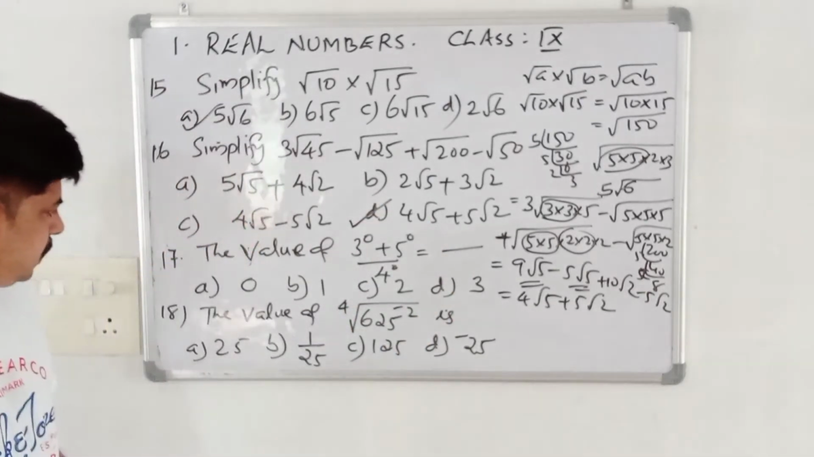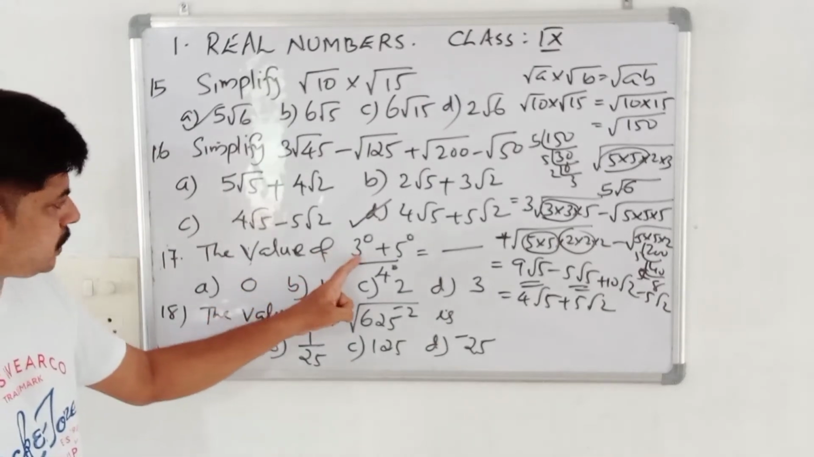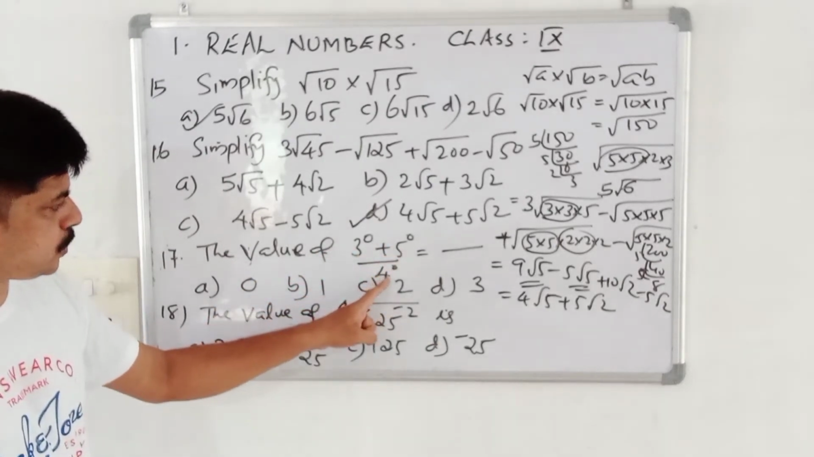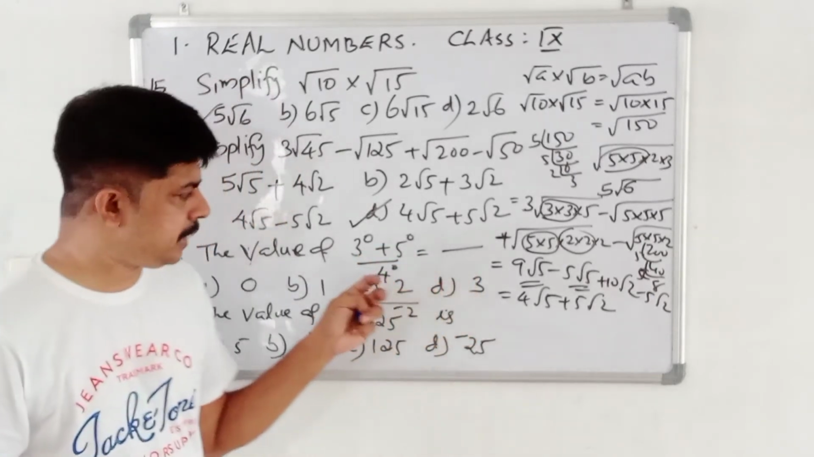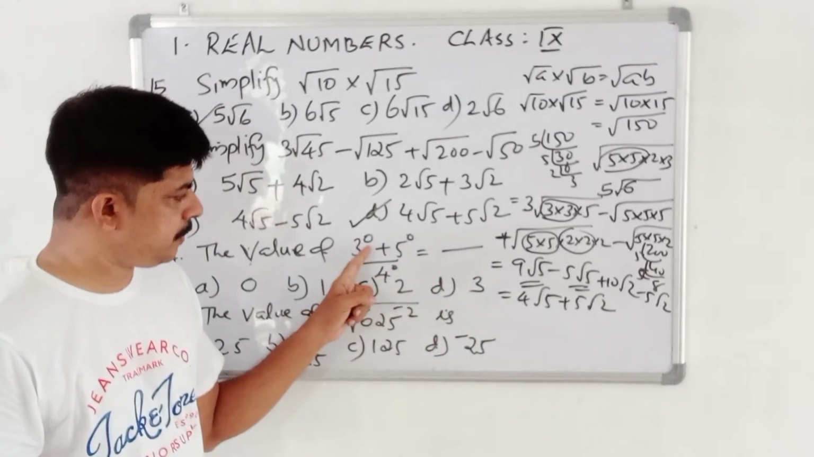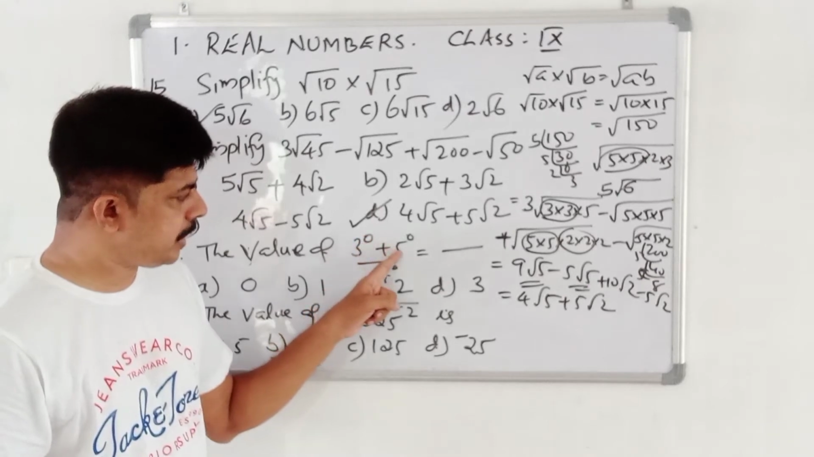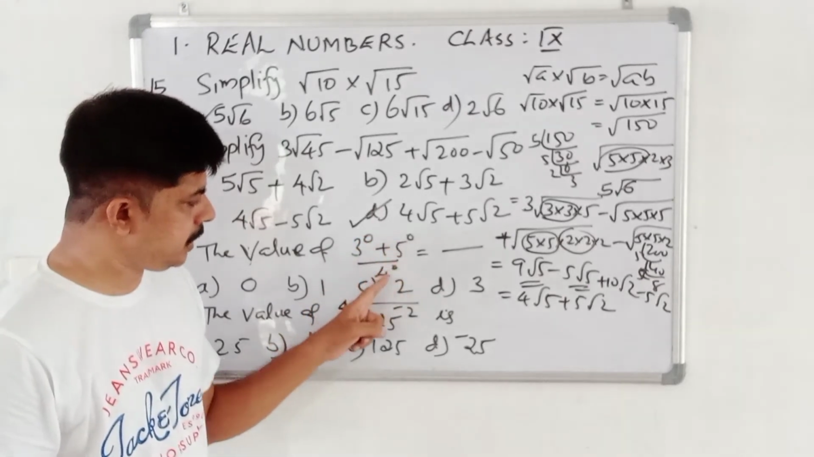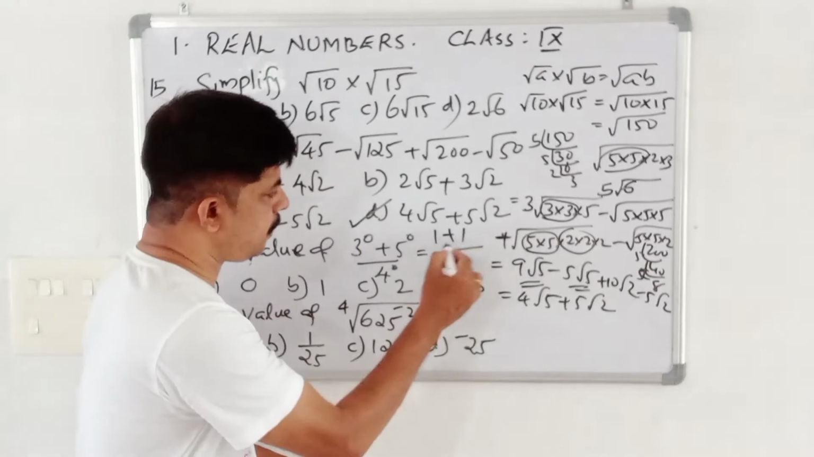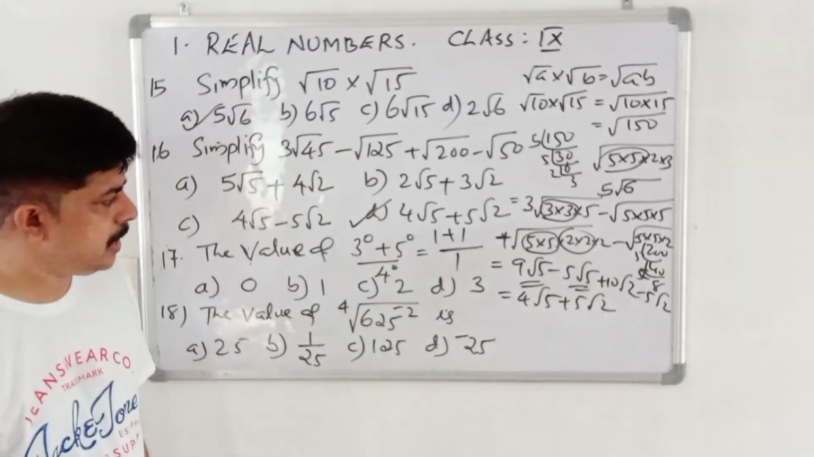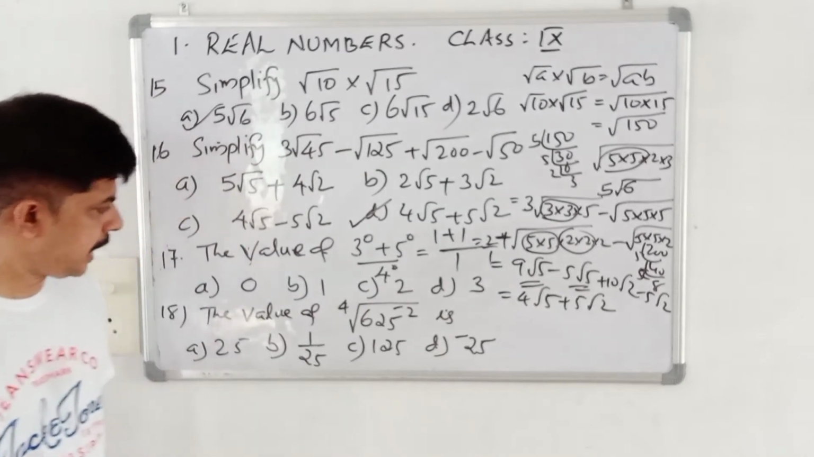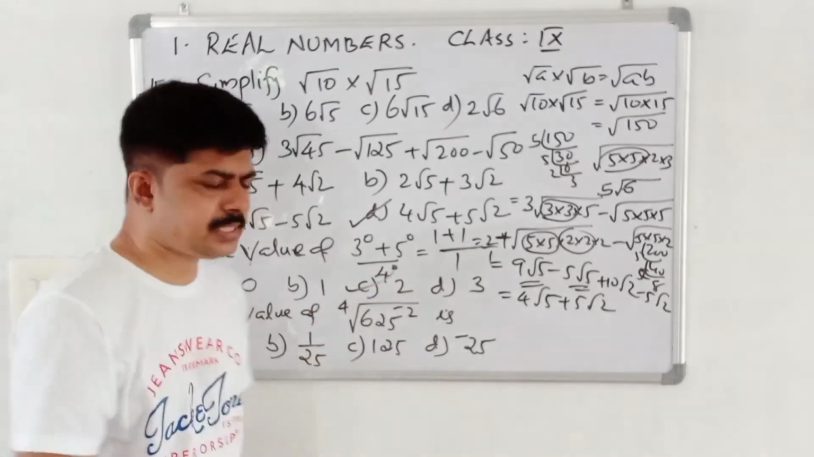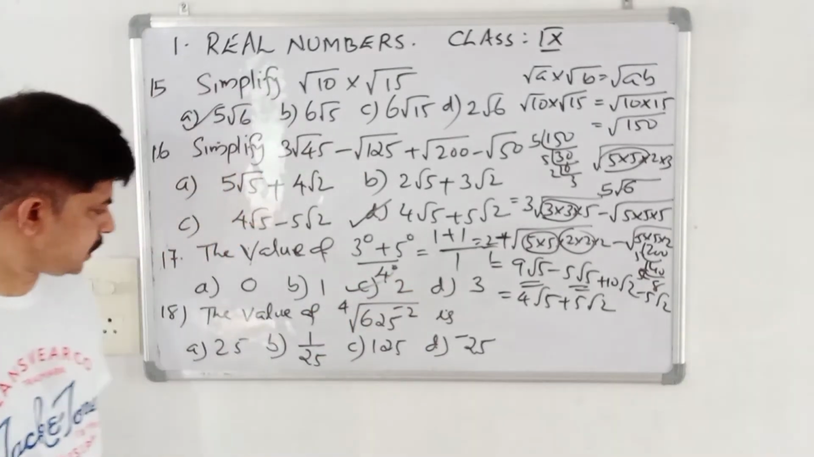Next one, we have 3 raised to 0 plus 5 raised to 0 plus 4 raised to 0. It's a very simple question. A raised to 0, any number raised to the power 0 is 1. 3 raised to 0 is 1, 5 raised to 0 is also 1. 1 plus 1 by 1. What is 1 plus 1 by 1? 2 by 1, and 2 by 1 is equal to 2. Therefore our answer is option C. Option C is the right answer. Next, we have the value.